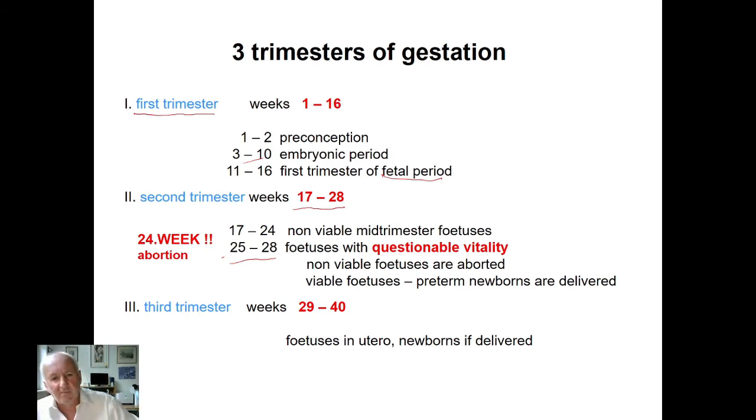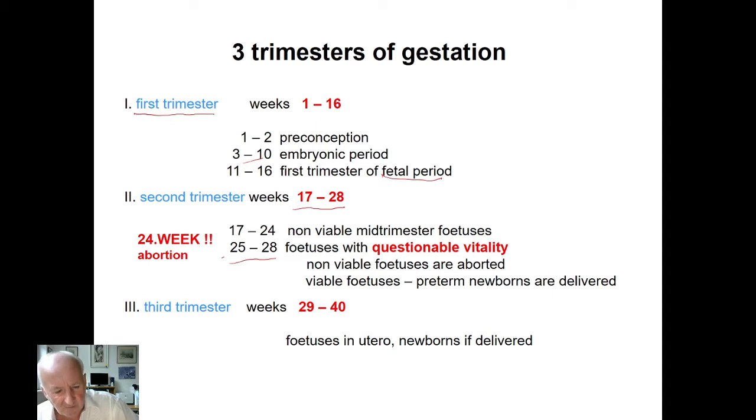Why? Because around the 7th month of the fetal development, pneumocytes are developing in the lungs.